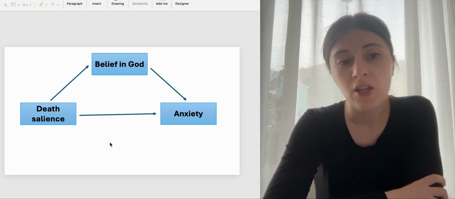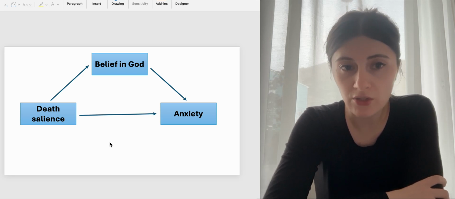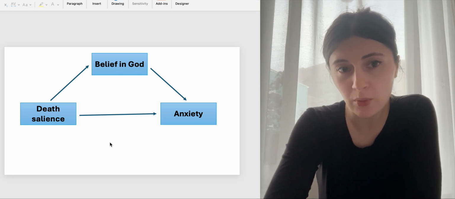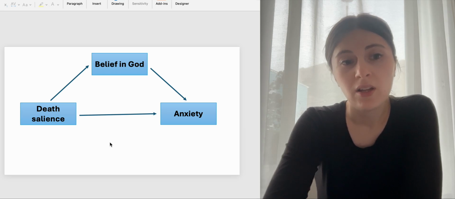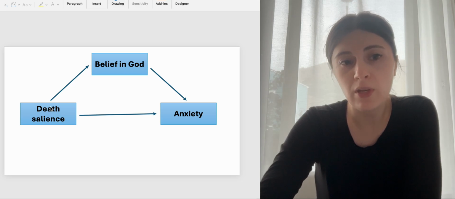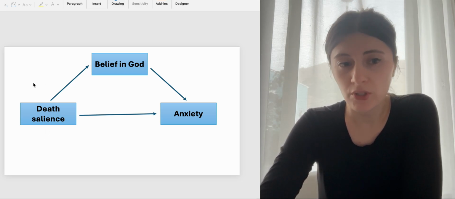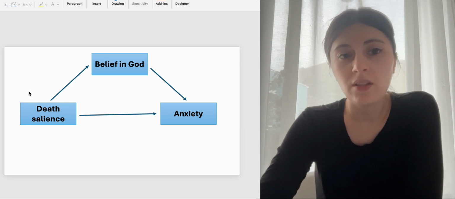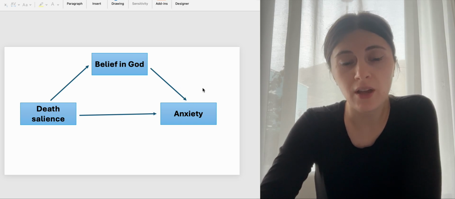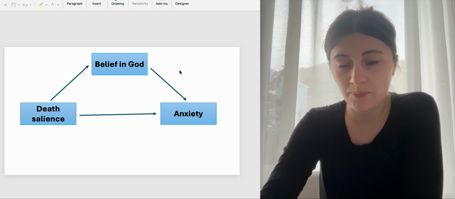Let's look here. So in this example of mediation, death salience affects anxiety through the mediator, the belief in God. So death salience is our independent variable, anxiety is our dependent variable, and belief in God is our mediator. The relation between death salience and belief in God can be positive and it can be negative. What does it mean? In our case, it's positive. So death salience increases belief in God. Next, the relation between the mediator and the outcome is negative. Belief in God decreases anxiety.